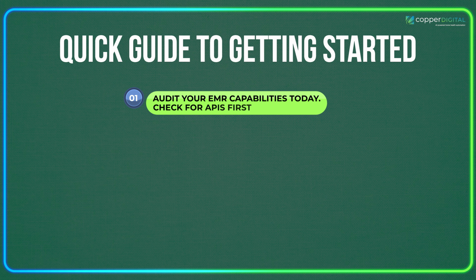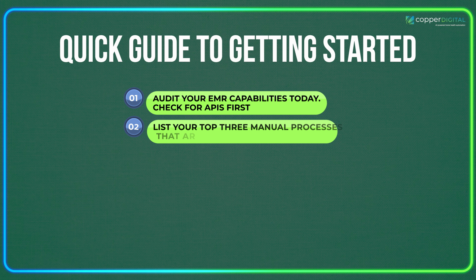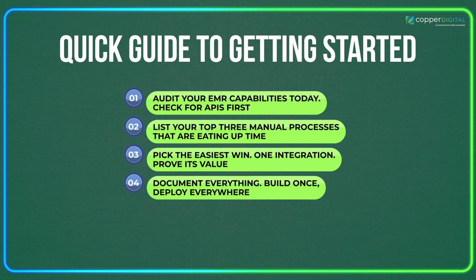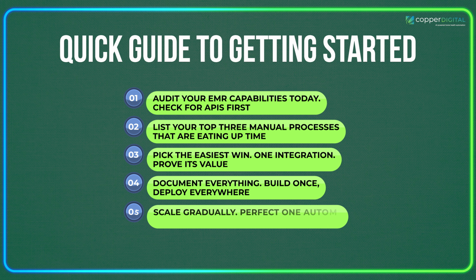Audit your EMR capabilities today. Check for APIs first. List your top 3 manual processes that are eating up time. Pick the easiest win. One integration. Prove its value. Document everything. Build once, deploy everywhere. Scale gradually. Perfect one automation before adding another. Your EMR integration journey starts now.